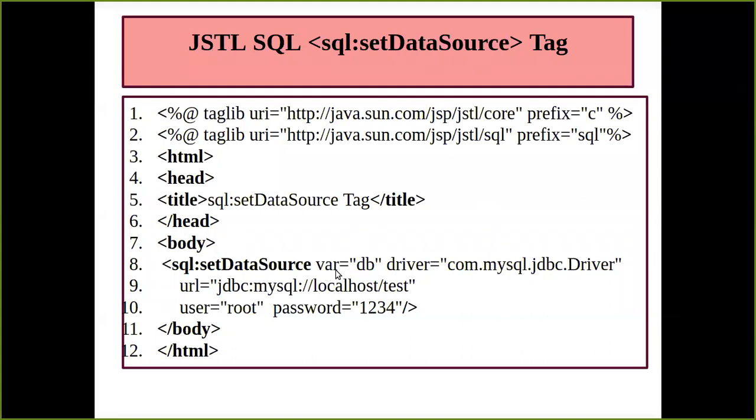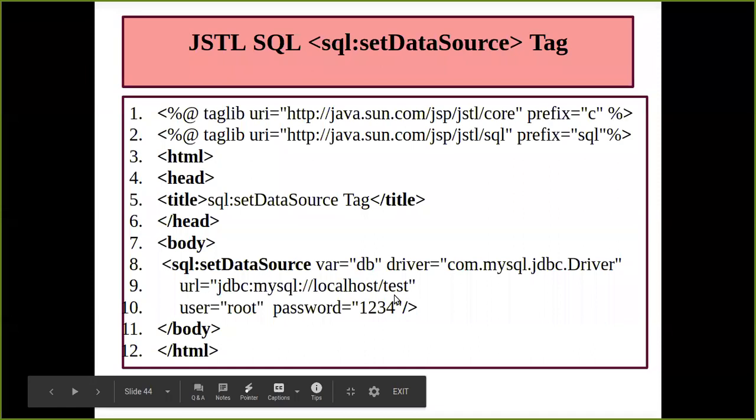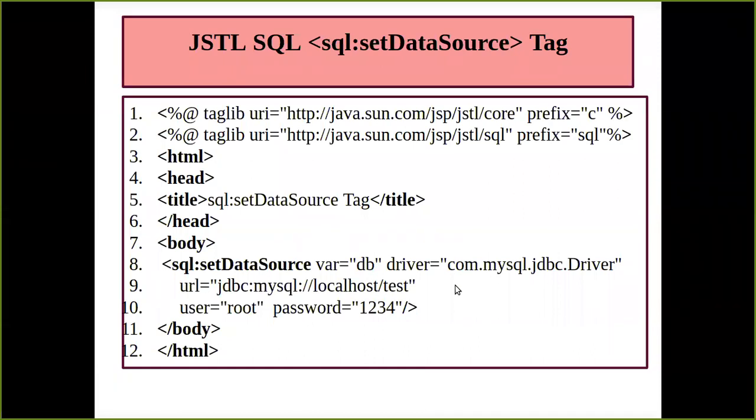So what is the first attribute you have? Var, that is the name of the variable which I'm giving, that is DB, which is going to hold the many values which I'm going to pass after this. The next attribute is your driver. So you have to mention the driver path of the database which you are going to use. Here I've decided that I'm going to use MySQL as a database.